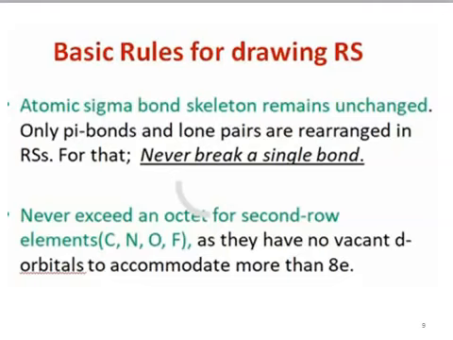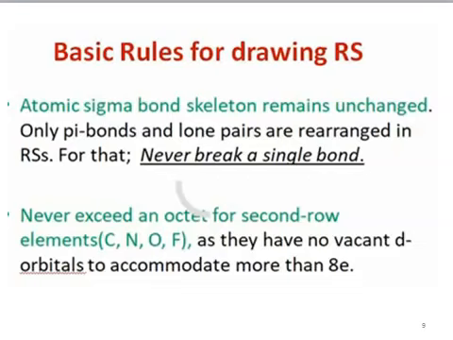Right? So whenever you are drawing the resonance structure, always remember that number one, never break the sigma bond, right? The sigma bond should remain intact. They should never be broken. Second, when you are dealing with second row elements, especially carbon, nitrogen, oxygen, and fluorine, remember that they have only 8 electrons to be accommodated in the outermost shell. You cannot have more than 8 electrons. For example, nitrogen cannot form 5 bonds, because if it's forming 5 bonds, then you're violating the octet rule, right?